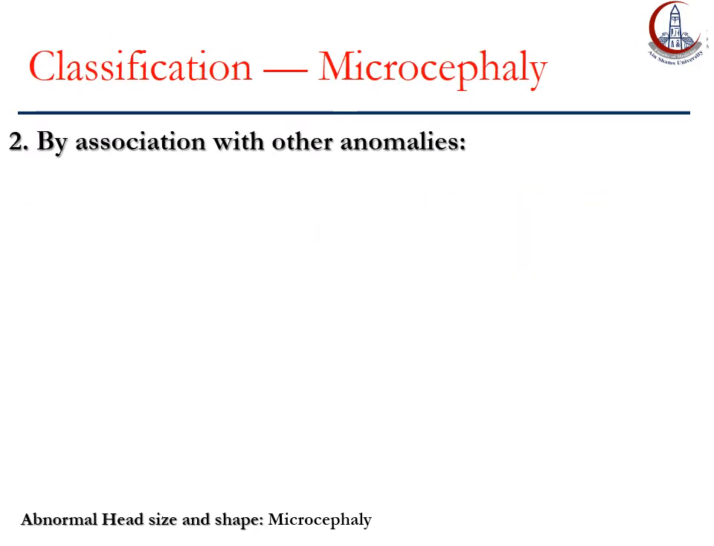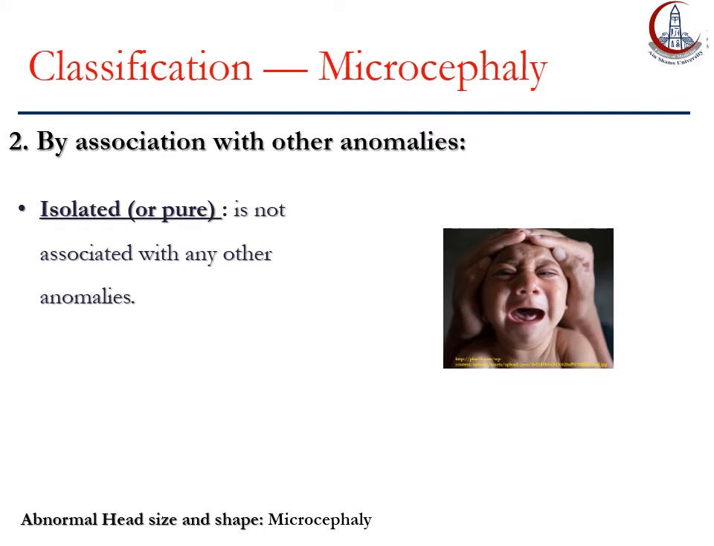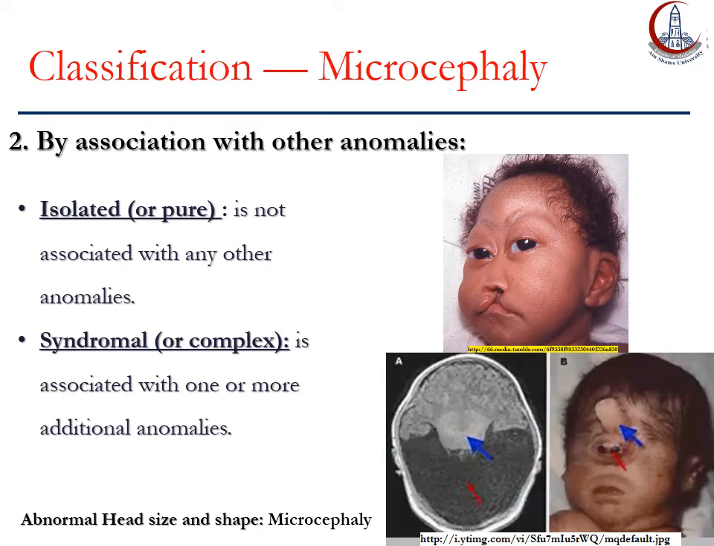Another classification of microcephaly is by the presence of associations or not. Isolated or pure is not associated with any other anomalies. Syndromal or complex is associated with one or more additional anomalies in the skeleton, the heart, or other systems.